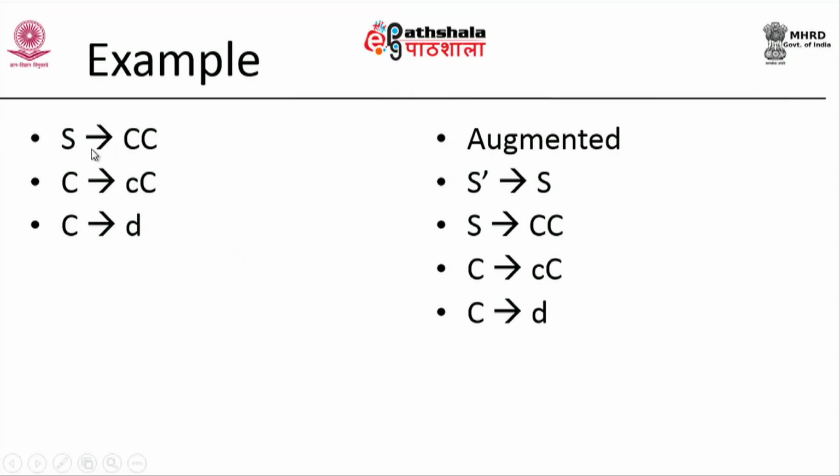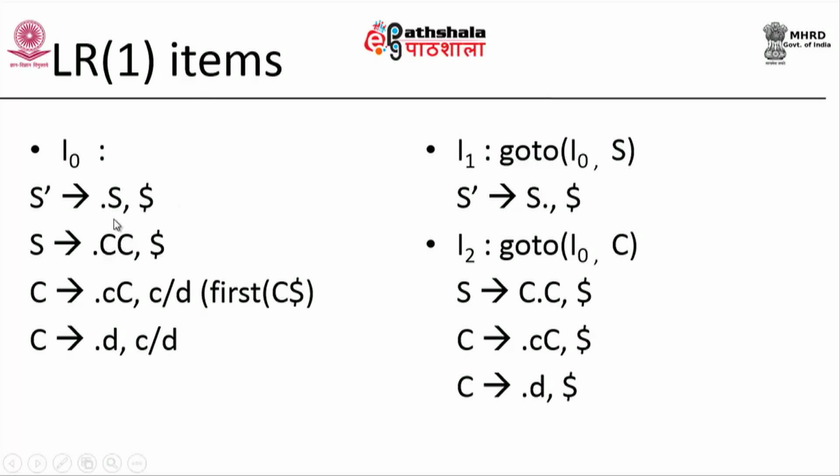Again, let us take the same example. S produces C C, and C produces c C or d, and the augmented grammar is the same thing. Now, this is what we looked at as the LR(1) items of the canonical LR parser, where I0 is S' produces dot S, comma dollar. Here B is S and beta is epsilon, so first of beta a is dollar, and I add the productions of S. Here B is C and beta is capital C, so beta a will be C dollar. First of C dollar is c slash d, so I add the items of the productions of C with a dot in the beginning.